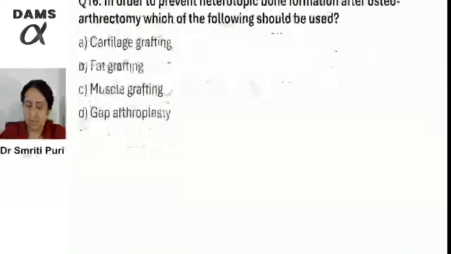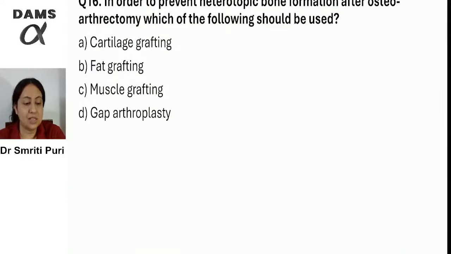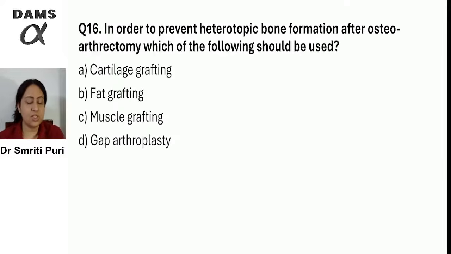Now, the next question is again related to the previous question. In order to prevent heterotopic bone formation after osteoarthrectomy, which of the following should be used? A, cartilage grafting; B, fat grafting; C, muscle grafting; and D, gap arthroplasty. So the best answer here, as I just told you, is fat graft.